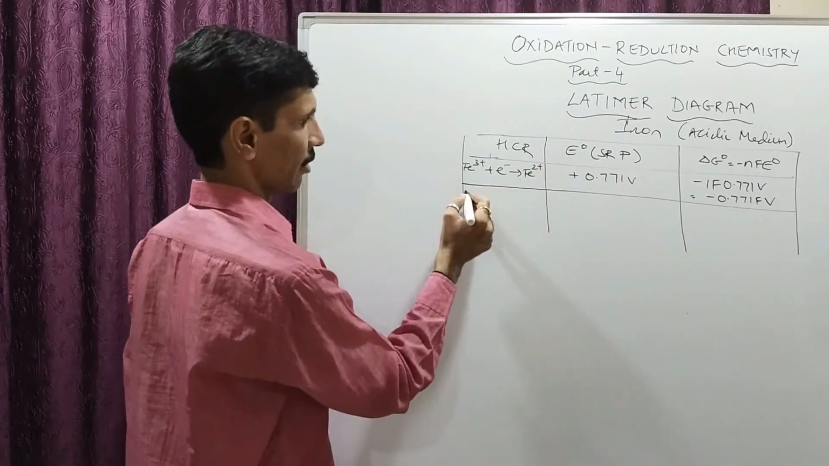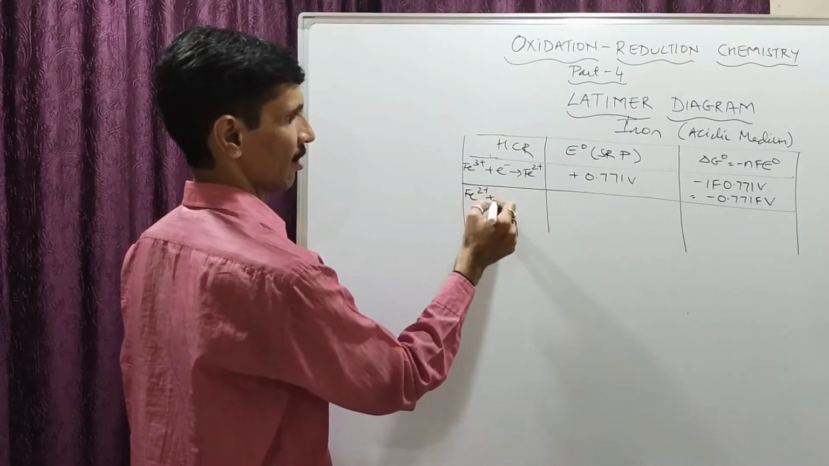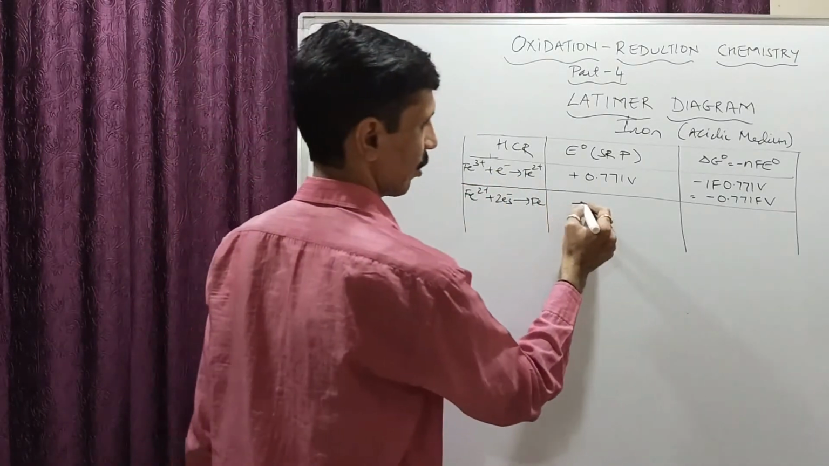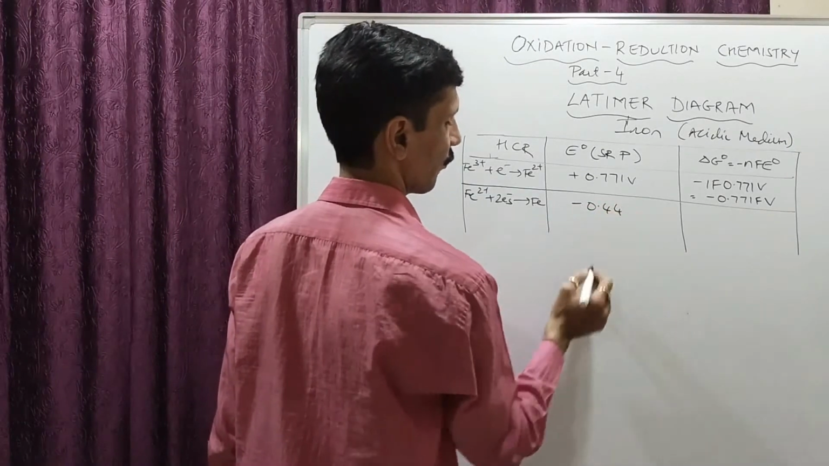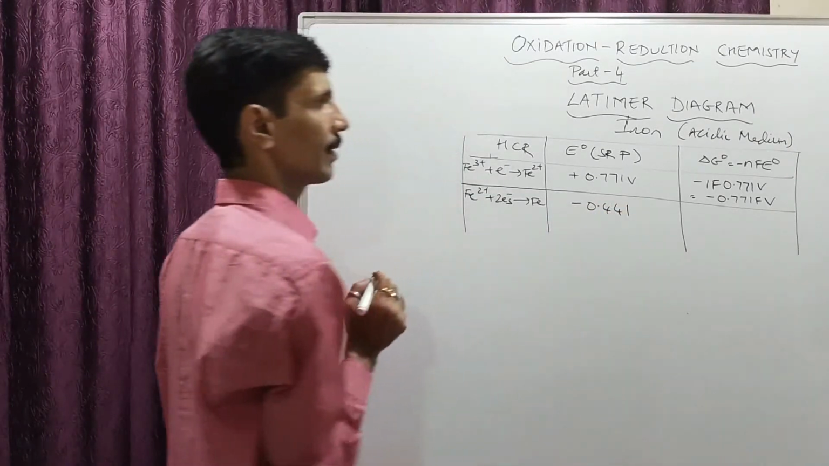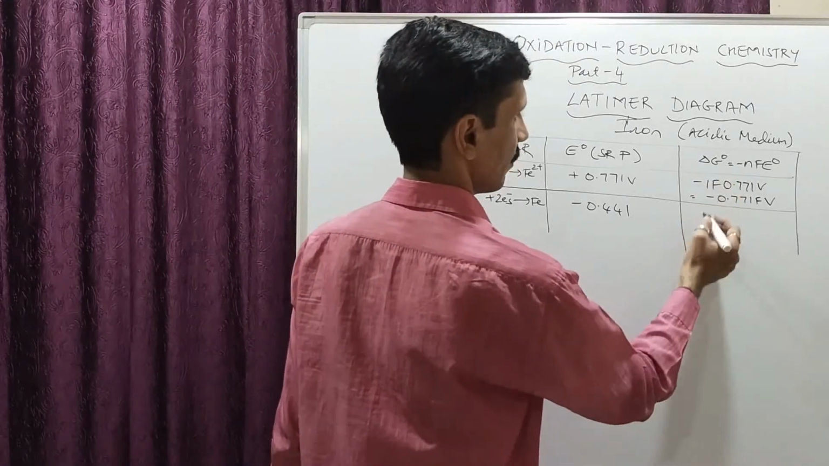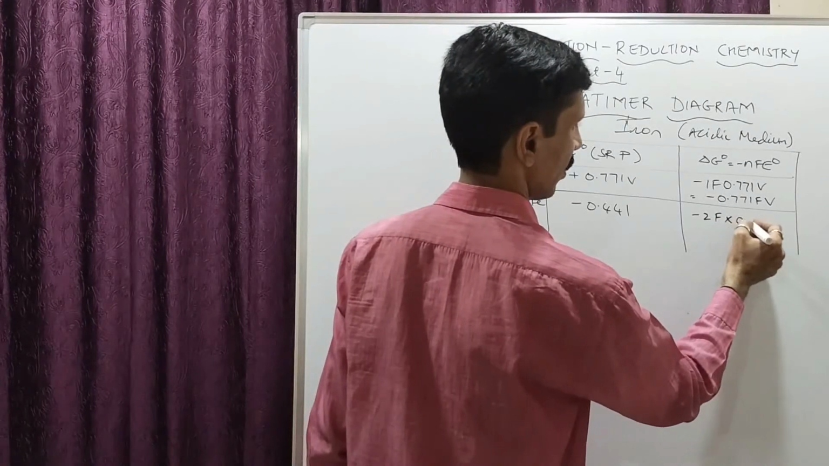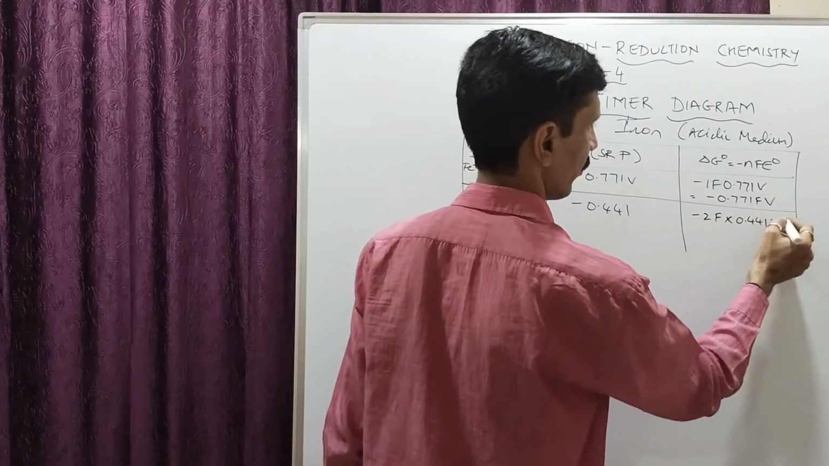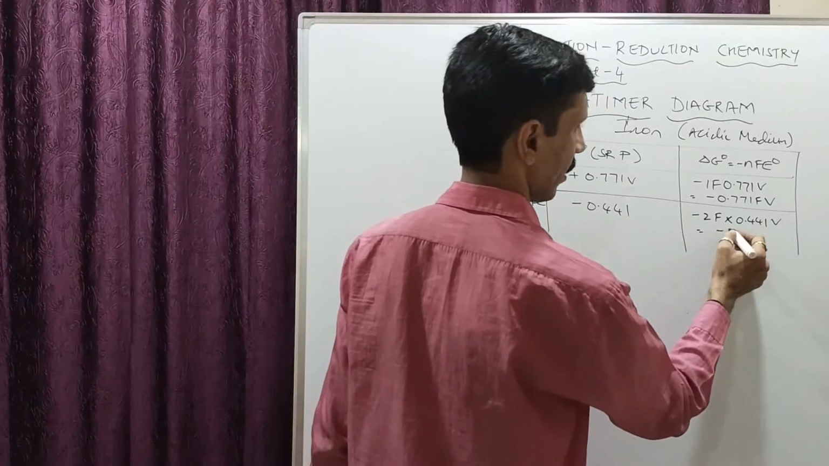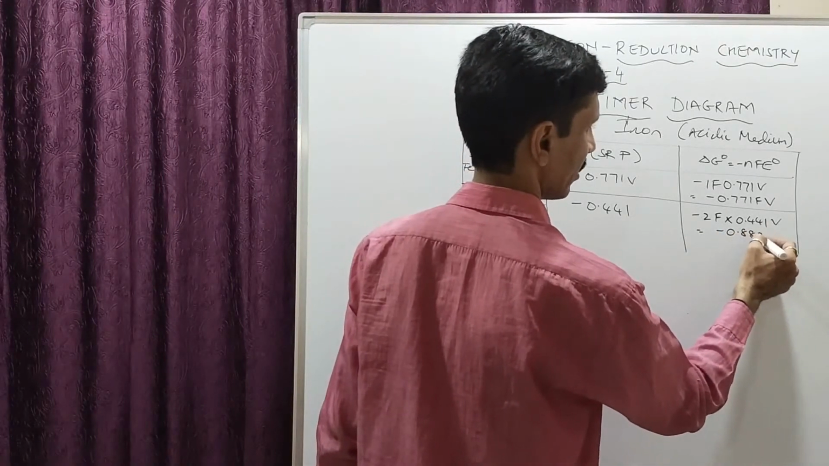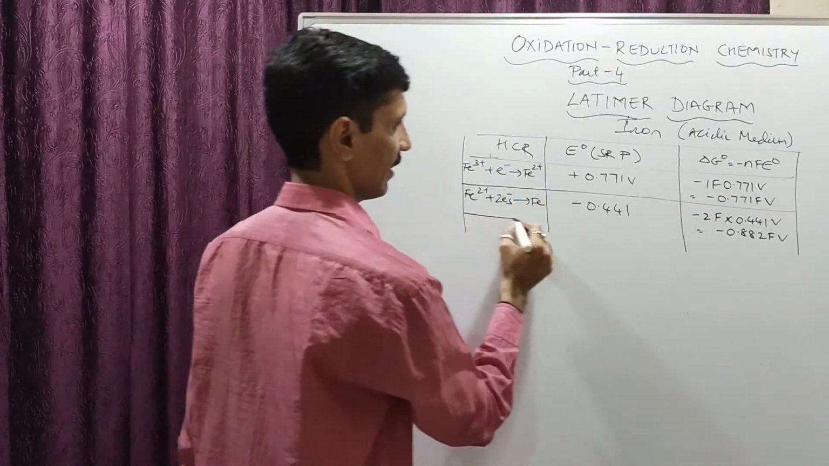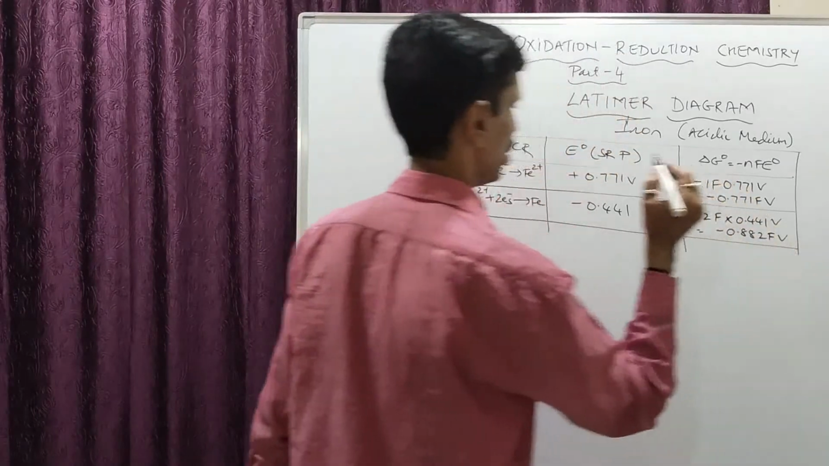We go into the second reaction now. Fe2+ will gain 2 electrons and it will give you Fe. The value over here is minus 0.441. So here we have minus 2F into 0.441 V. So that is equal to minus 0.882 FV. Okay, this is delta G naught.